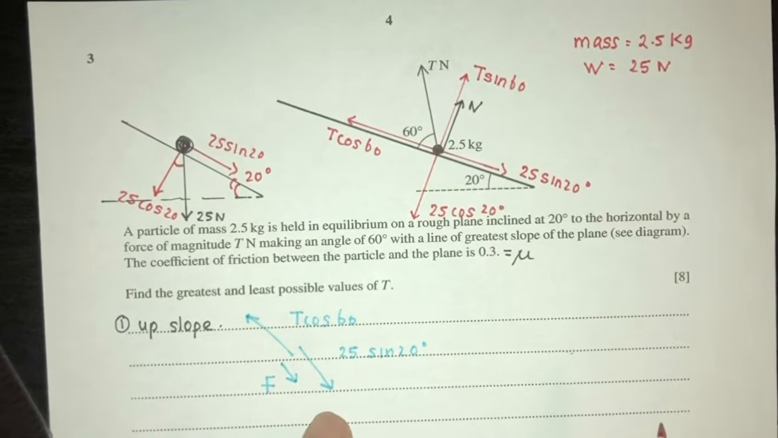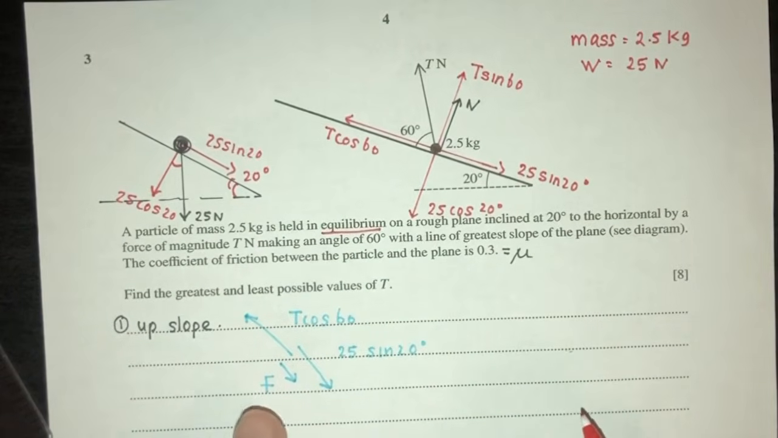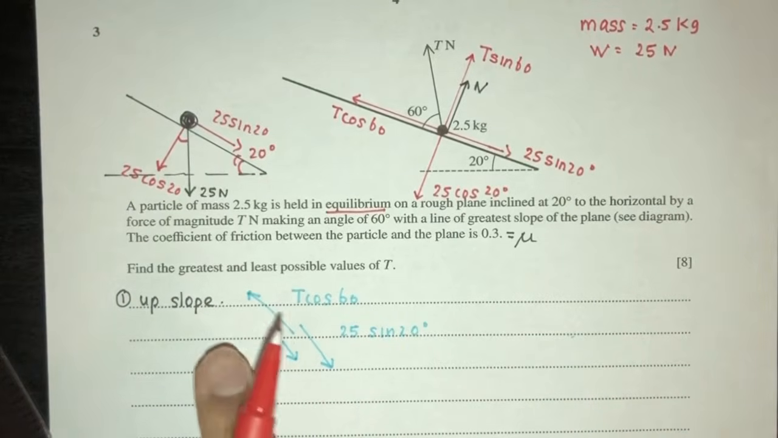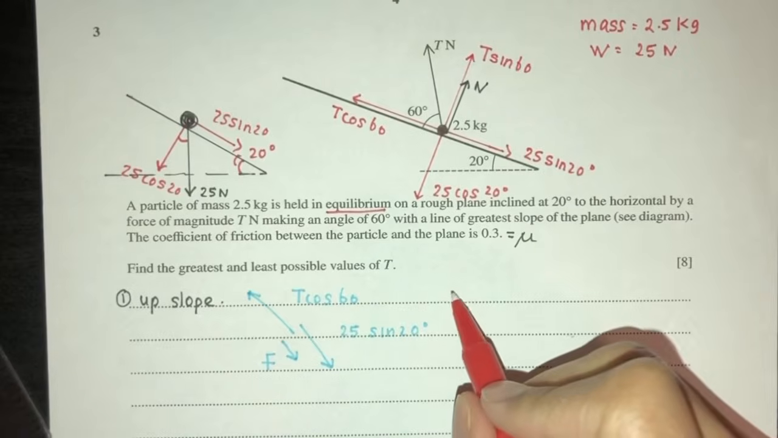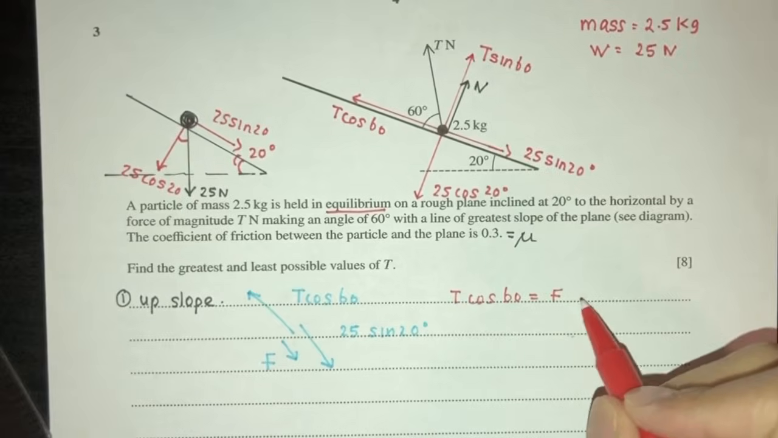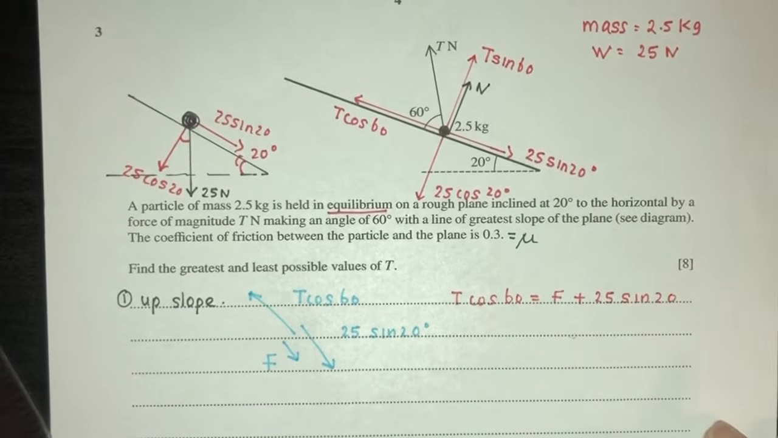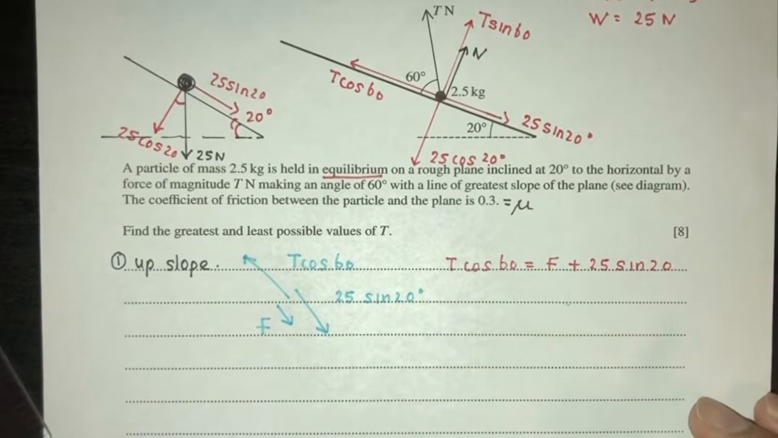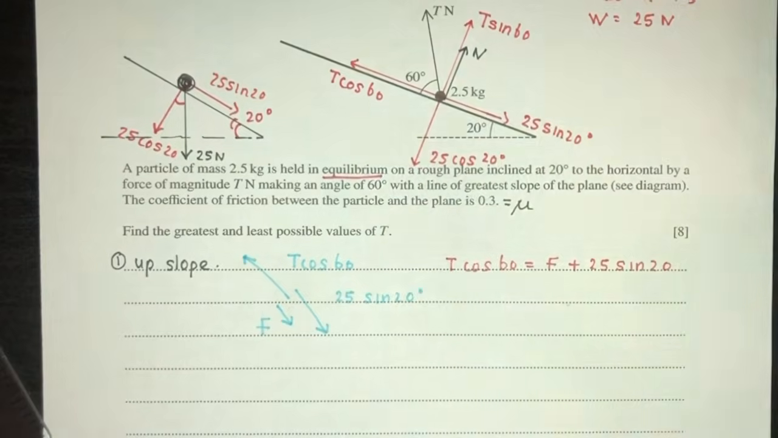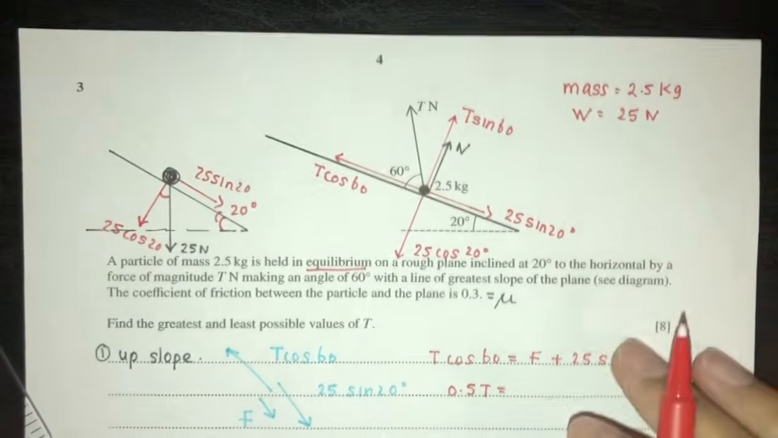Now we have to look at this. It says equilibrium. It means that the resulting force is always going to be 0, which means the force going up is equal to the force going down. So we have to write down T cos of 60 is equal to F, which is the friction, plus 25 sine of 20. Now from here we have to simplify. Cos of 60, as you know by now, is 0.5. So you will have 0.5T is equal to friction plus 25 sine 20.